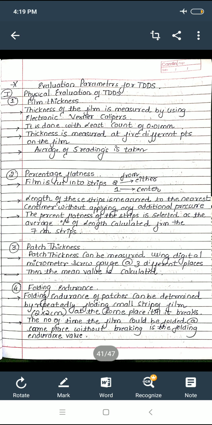Next parameter is patch thickness. Patch thickness can be measured using a digital micrometer screw gauge at 3 different places. Then the mean value is calculated.